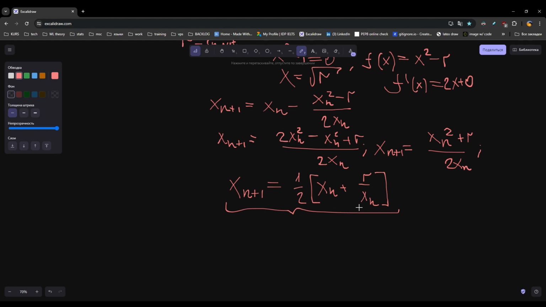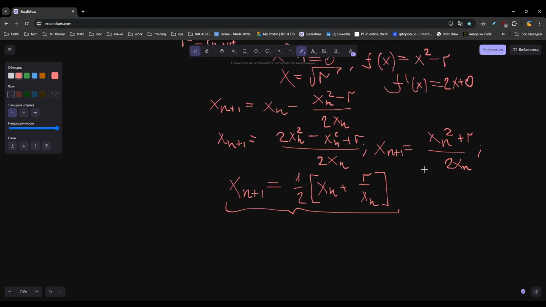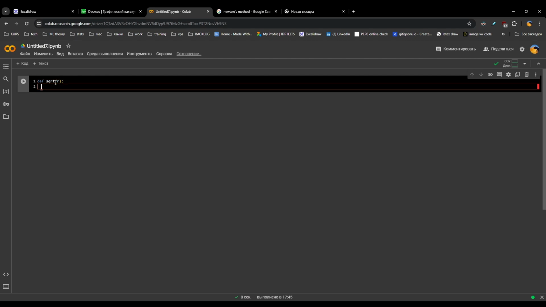We set up some loop within which we iteratively find the new approximation for the root of this function until we reach some condition. So how can we actually code it in some language? For the sake of demonstration, I have chosen Python because it's the easiest to understand. And the first step is, of course, defining the Sqrt function that takes the input number r.